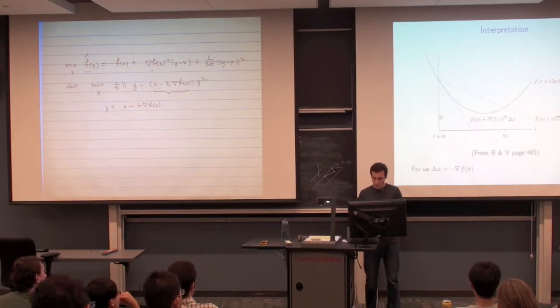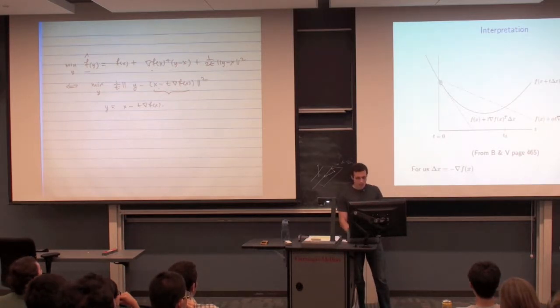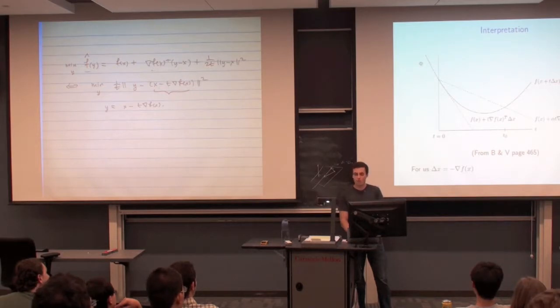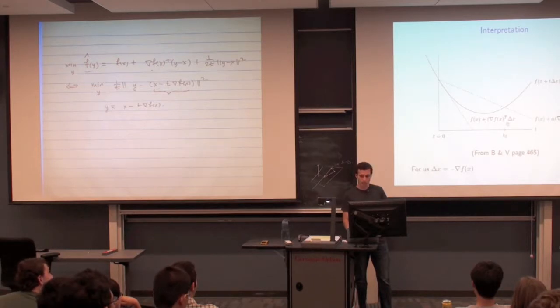So here's an interpretation of that. I took this picture from your textbook. So let's suppose that we're at x here. This is the current x. And I'm going to draw the tangent line to my function, right? And we actually know from convexity this always underestimates the function. Because f is convex, this lies below our function everywhere. So in this picture here, the direction we're moving is called delta x. For us, delta x is always the minus gradient. So just always think of delta x as minus the gradient of f. So this is the tangent line along this direction, delta x, to the function.